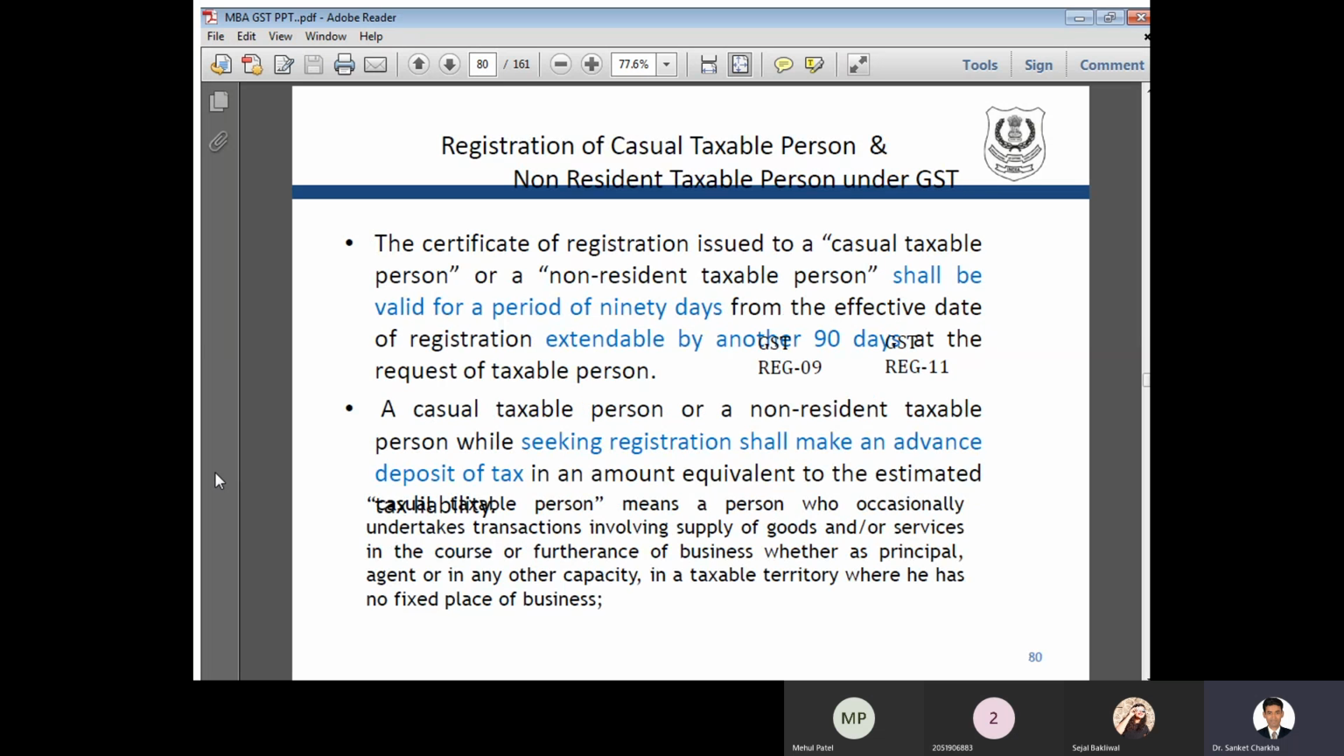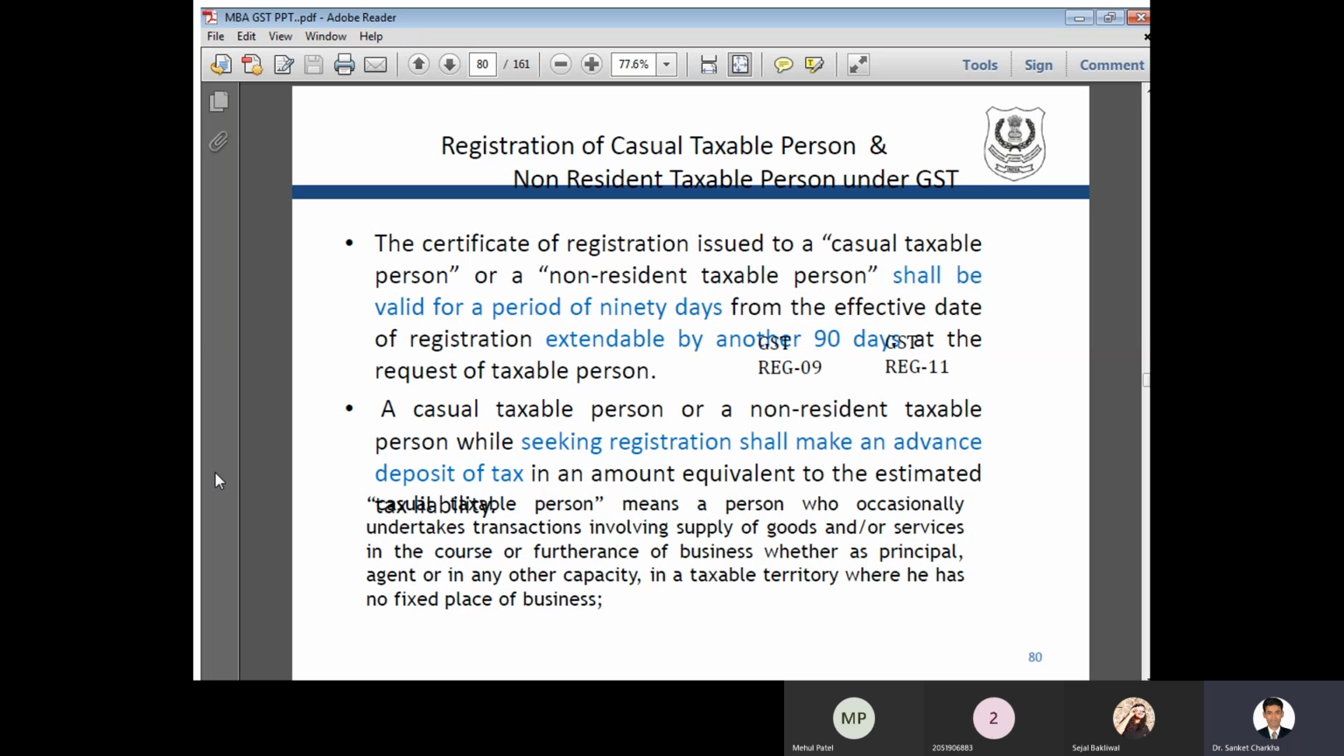Registration of casual taxable person and non-resident taxable person. The certificate of registration issued to a casual taxable person shall be valid for a period of 90 days from the effective date of registration, extendable by another 90 days. A casual taxable person or a non-resident taxable person, while seeking registration, shall make an advance deposit of tax in an amount equivalent to the estimated tax liability.